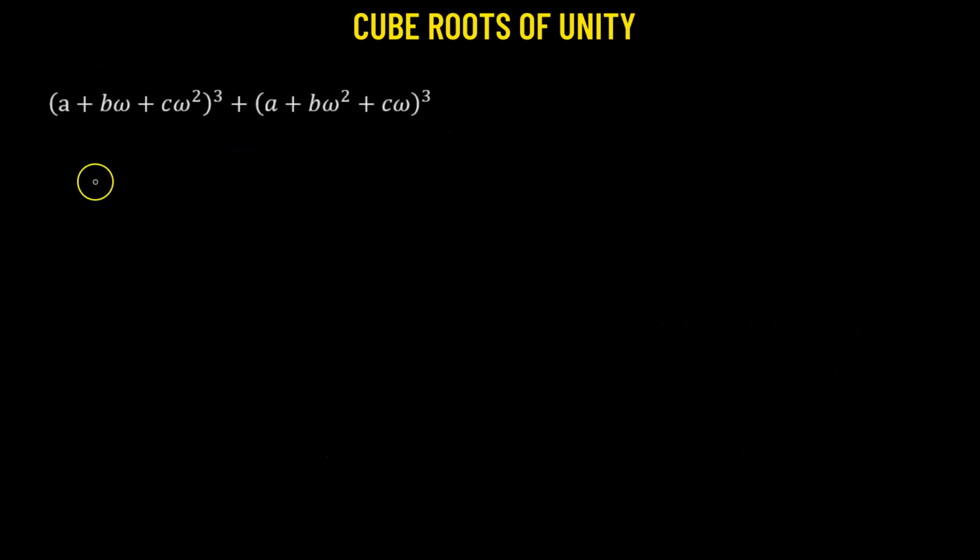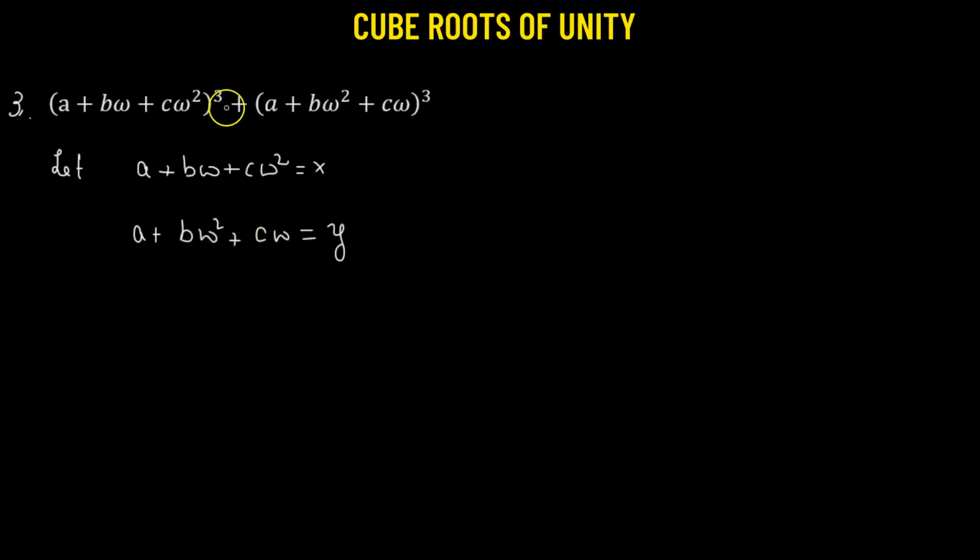In order to find the value of this particular expression, we'll begin by considering a plus b omega plus c omega squared to be equal to x, and a plus b omega squared plus c omega to be equal to y. So that means our given expression can become x cubed plus y cubed. This is the value that we need to obtain.